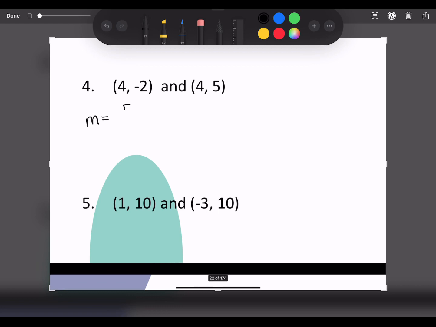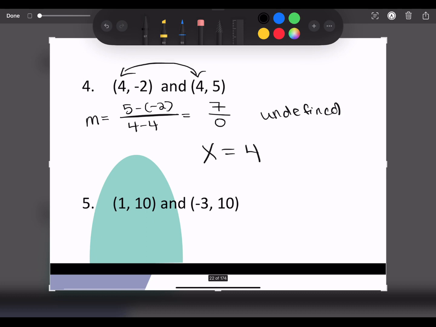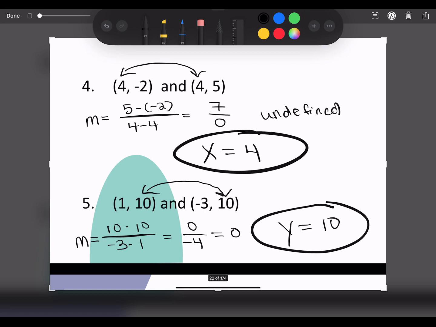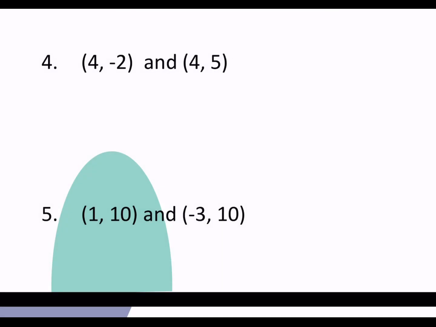And so when you see something like this, if I was to find the slope right here, it is undefined. So the equation of the line will be x equals 4. And on number 5, if I find the slope is 0, that's y equals 10.